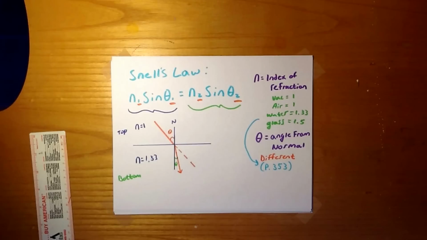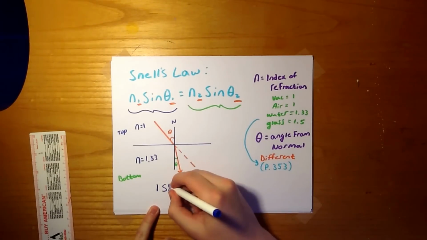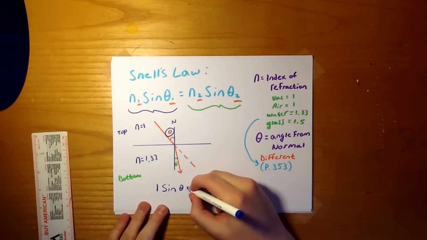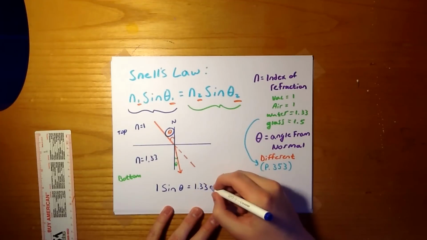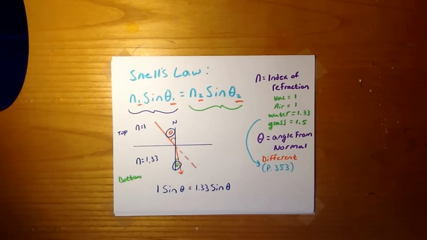And like I said earlier, everything from the top is going to be on the left. So the top n is going to be 1, and then sine of whatever that theta is going to equal, now it's the right side, so it's the bottom n, which is 1.33, and the sine of whatever that theta is.